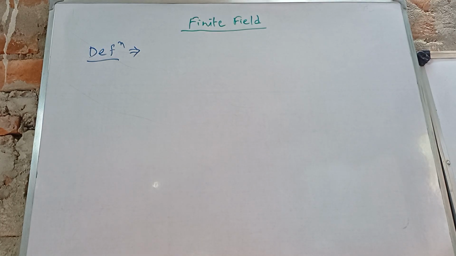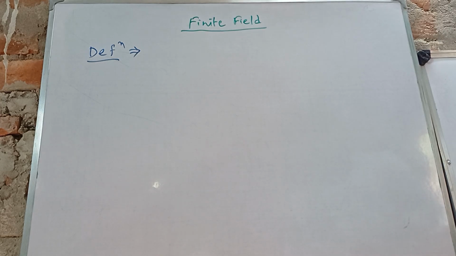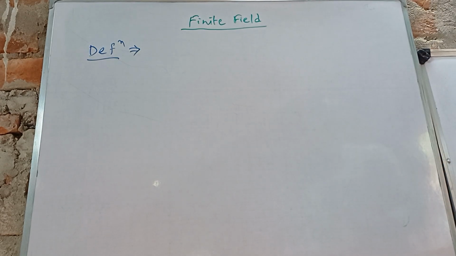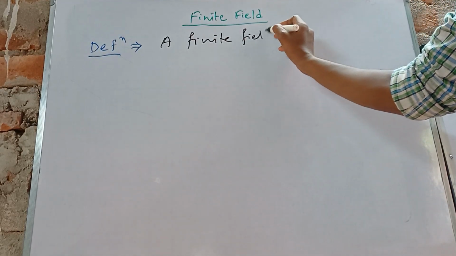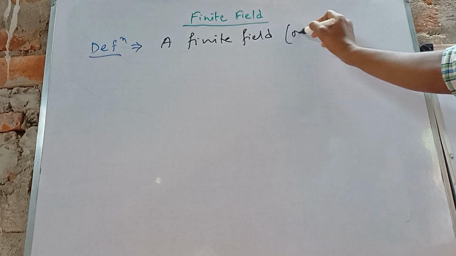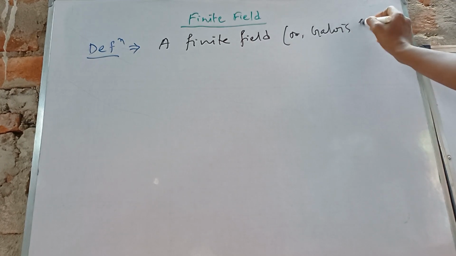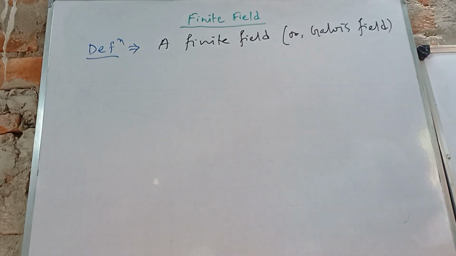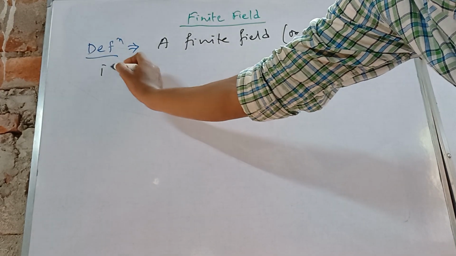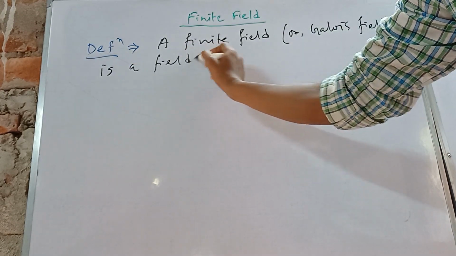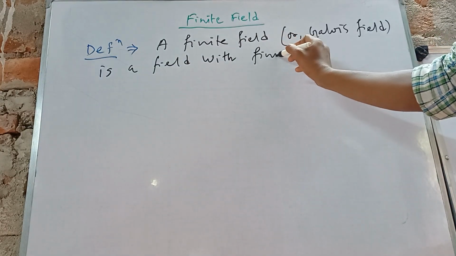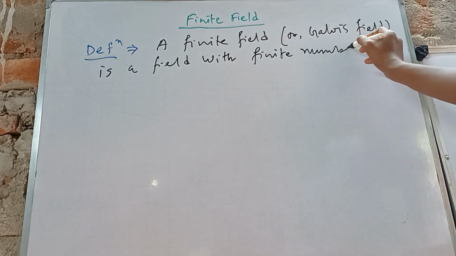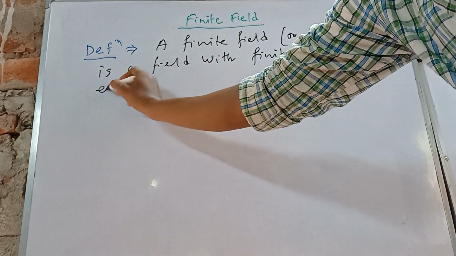Today we discuss important topics related to finite fields. We start from the definition of a finite field. We write it here: a finite field, or Galois field, is a field with a finite number of elements.